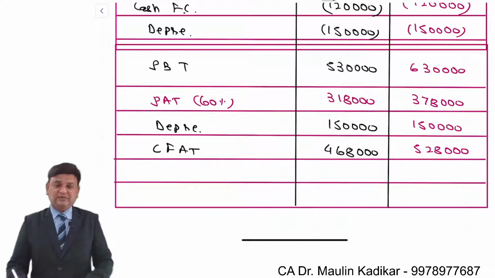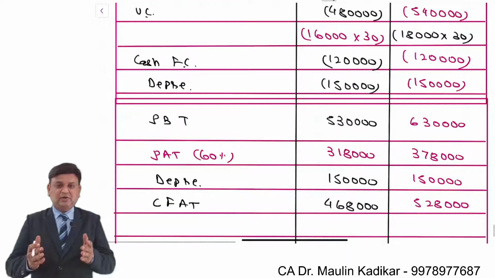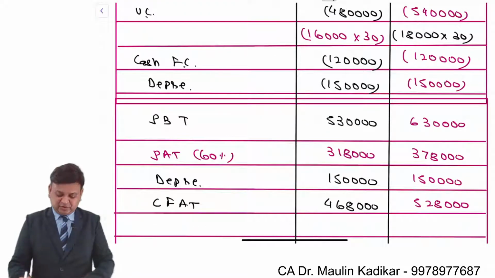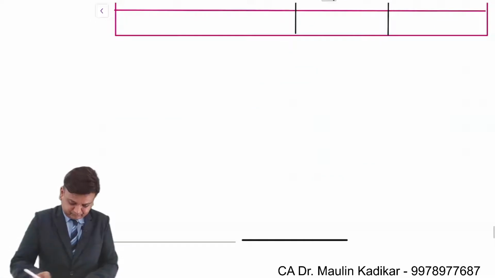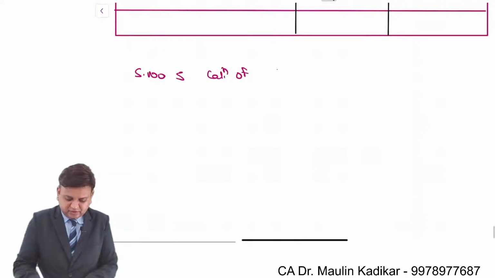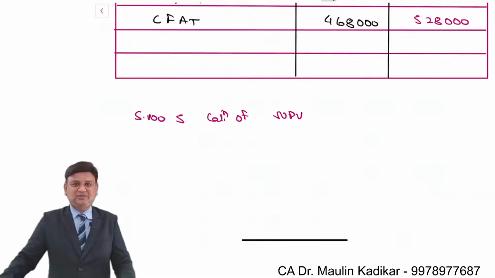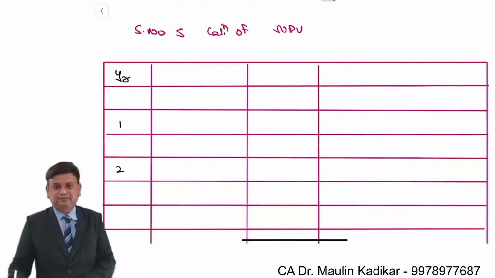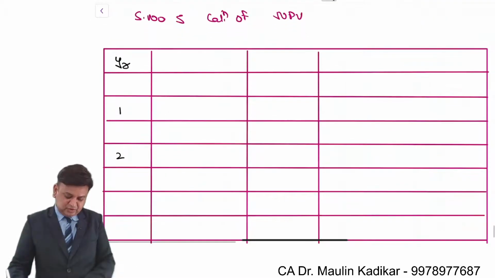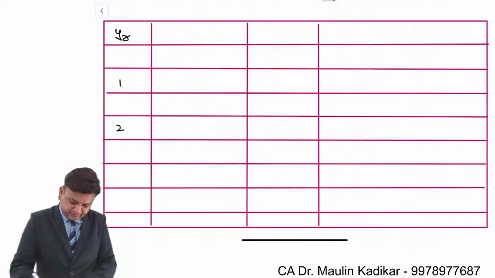Now step number 5 is NPV. I want you to make the calculation of NPV on your own. Step number 5, calculation of NPV. Try to do the answer on your own. Let us see how to make the calculation of NPV. We start with the cash flows.